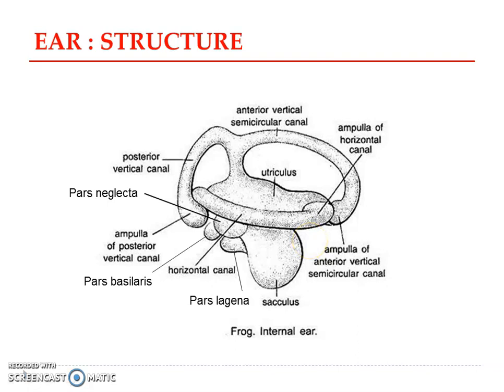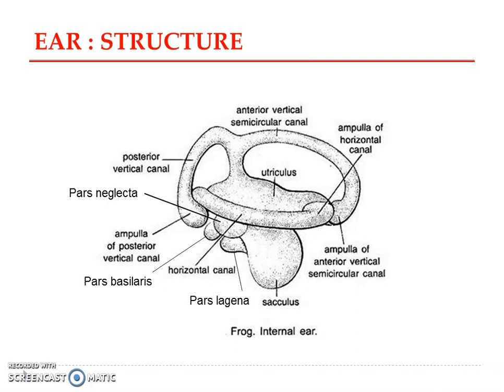It is formed of the pro-otic and the exoccipital bones. Now, as said, the bony labyrinth is filled with perilymph. You can see the membranous labyrinth lodged in that, and the lumen inside the membranous labyrinth is filled with endolymph.